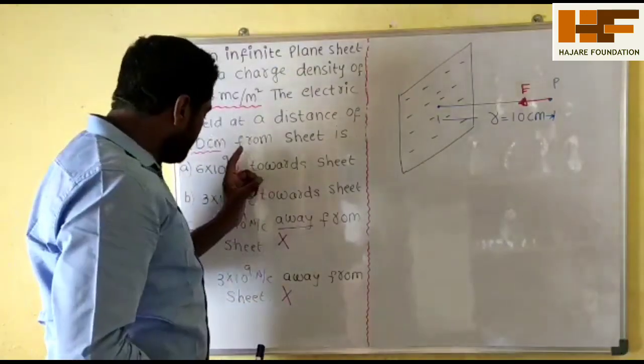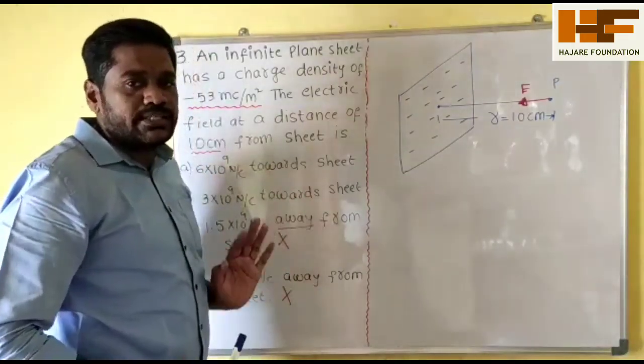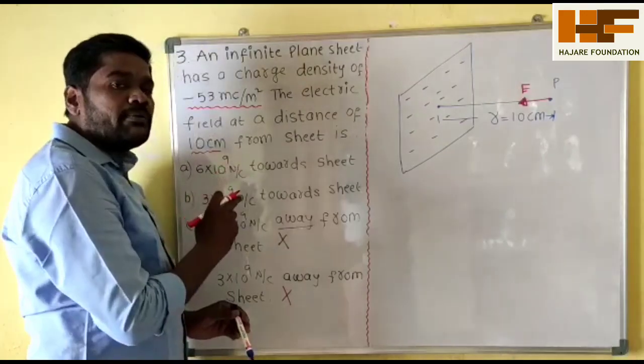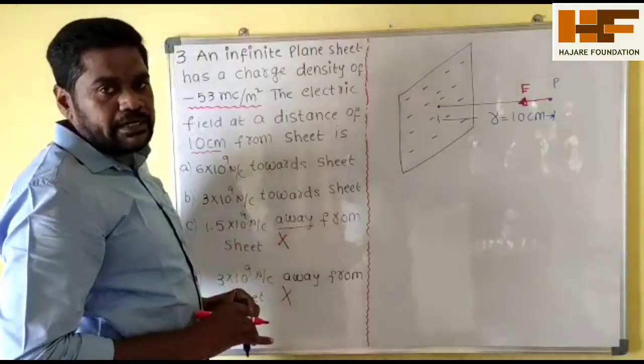Therefore out of the remaining 2 options A and B, we have to decide which one is correct. Means what? Either 6 into 10 power 9 or 3 into 10 power 9. Means what? We have decided the direction. The remaining is we have to calculate the magnitude.